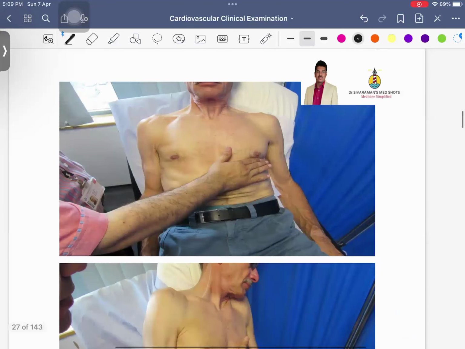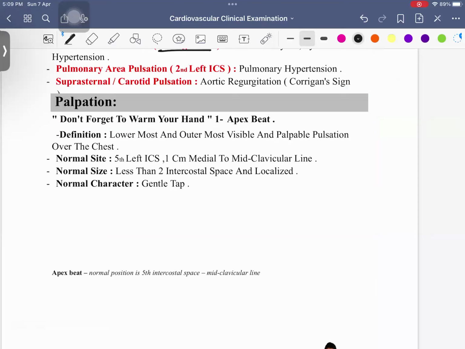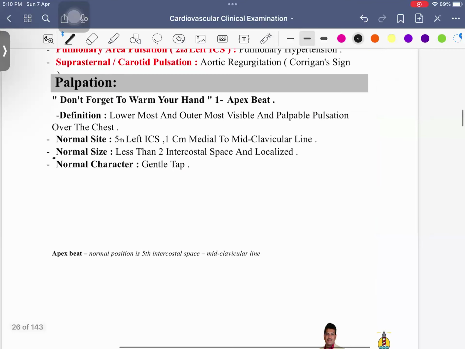Okay, so whenever you see these areas, you look for the apex beat, which is in the fifth intercostal space, 1 to 2 centimeter to the mid clavicular line. And if you see the apical impulse, it is going to be seen within two rib spaces.